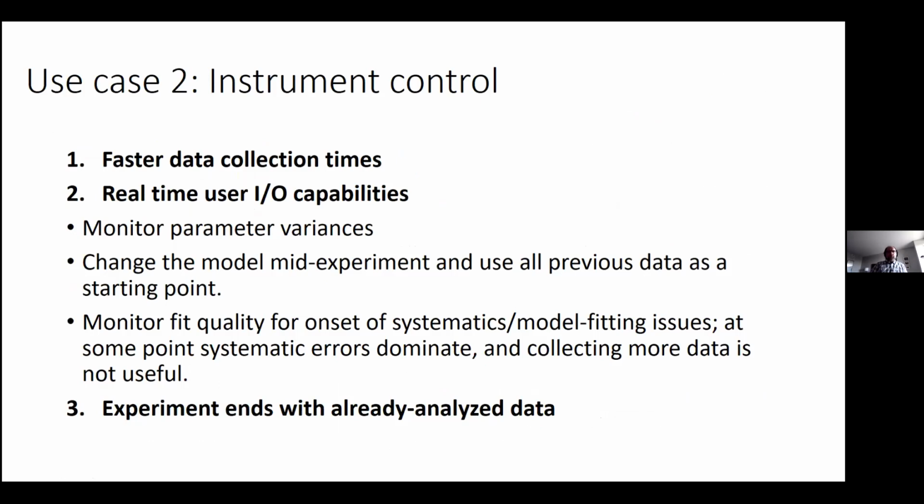But of course, what we really want to do with this is instrument control. Try to get faster real-time data collection times. You also get some real-time user I/O capabilities here. You can monitor your parameters as a function of time. If you're deviating from the model that you thought it was, you can change it mid-experiment, no reason not to. You can also monitor your fit quality for the onset of some systematics or model fitting issues, and maybe you'd want to terminate the experiment if those started getting too big. And from an instrument scientist perspective, your experiment ends with already analyzed data, which hopefully will save a lot of time down the road.